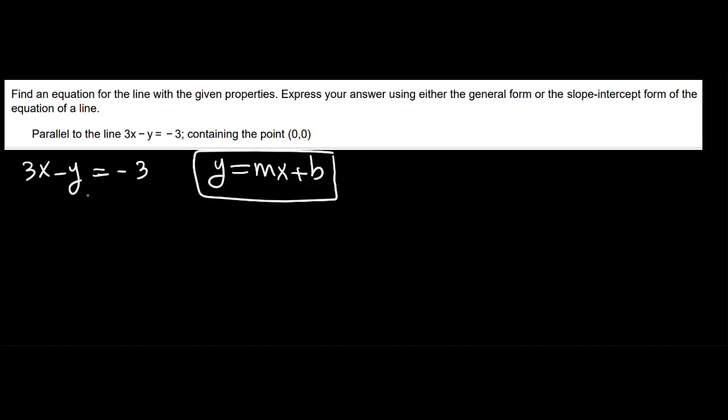So the first step here to isolate y is subtracting 3x from both sides, and then dividing by the coefficient of y, which is -1. If I divide that by -1, then y is +3x plus 3. Now, the coefficient of x is the slope.